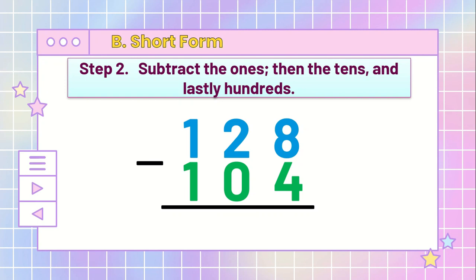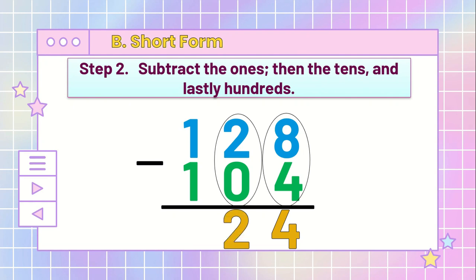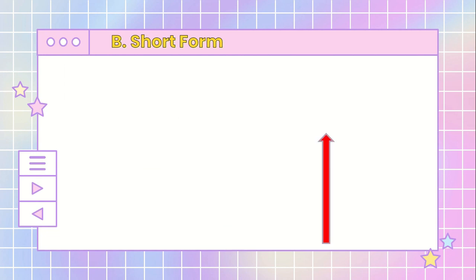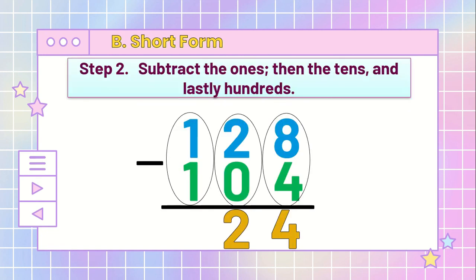So first, we will subtract the ones. 8 minus 4 is equal to, very good, 4. Then the tens place: 2 minus 0 is equal to 2. And 1 minus 1 is equal to 0. Oh, I'm so sorry. We don't need to put the 0.